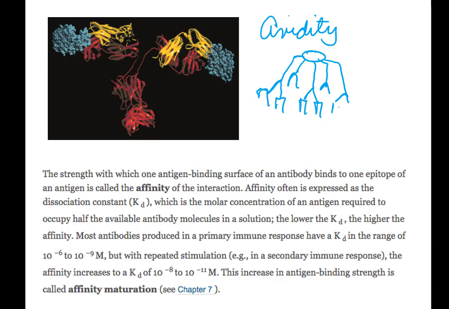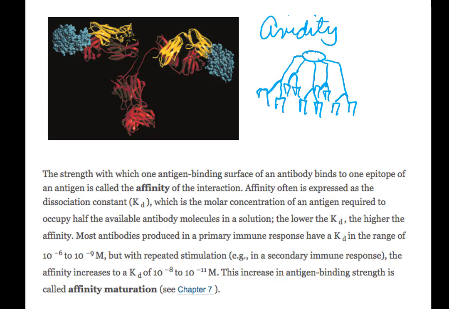antigen. By definition, this one antibody can only bind to one unique epitope. But there'll be thousands of epitopes on the surface of a bacterium. There'll be thousands of epitopes on the surface of a virus.